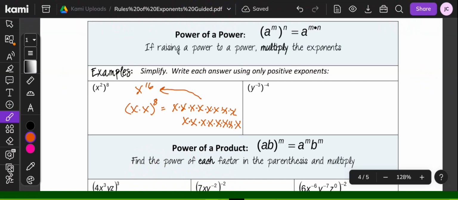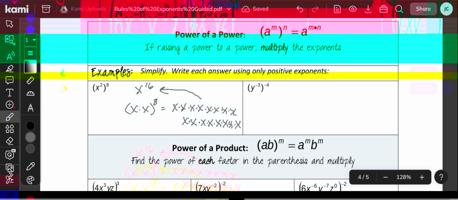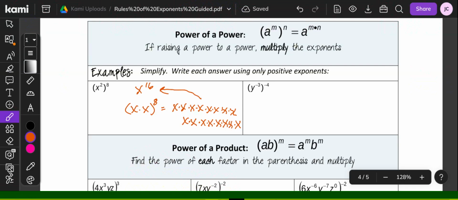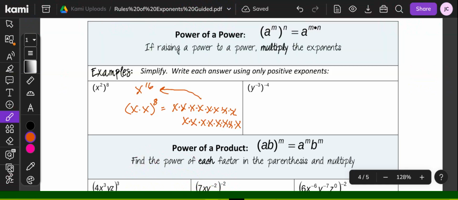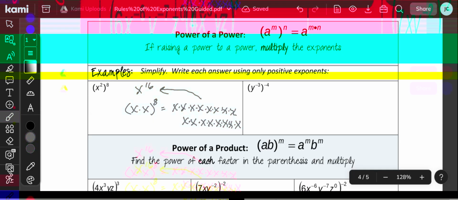Okay. Now, on this next example, it's important to note that the rules of working with negatives, multiplying negatives, do apply. So if we look at this, we have y to the negative third to the negative fourth. So I'm going to multiply those together. I'm going to get a positive, right? And so I'm going to get y to the 12th.